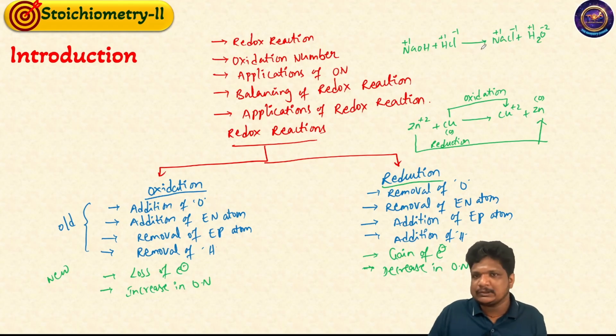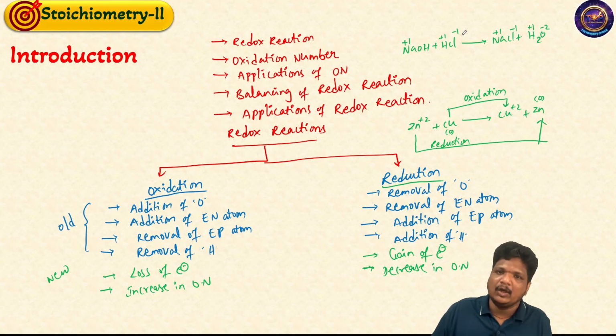So here also there is no change in the oxidation state. Chlorine goes from minus 1 to minus 1, so there is no change in the oxidation state. So it is an acid base neutralization reaction. It is not a redox reaction.